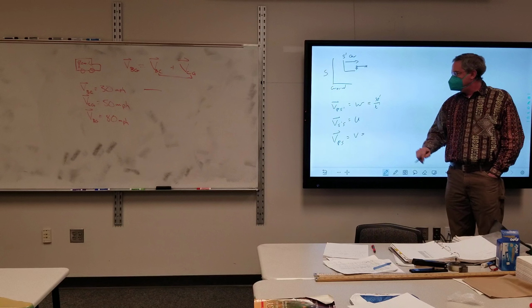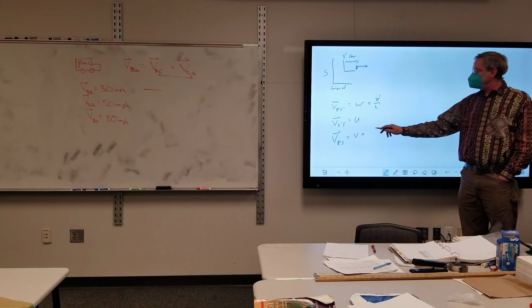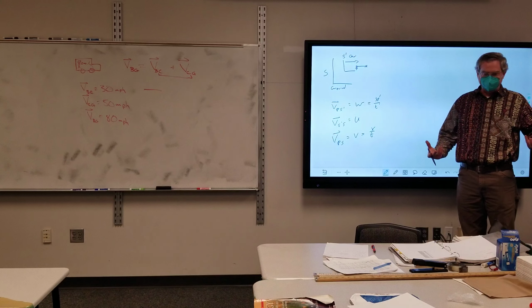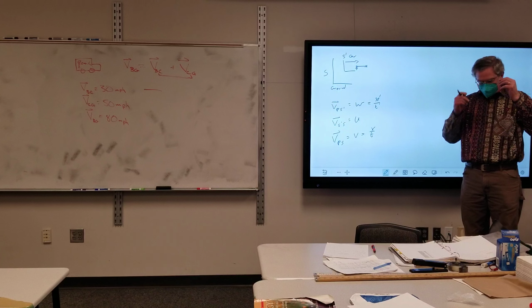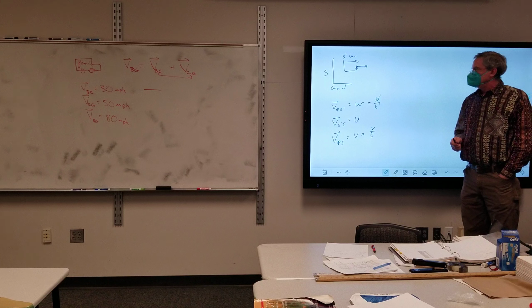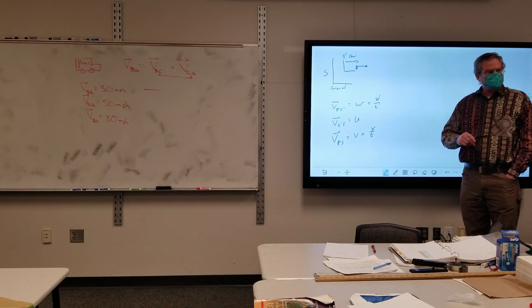V is going to be X divided by T. It's how far, from the S frame's point of view, it traveled divided by how much time. So the question is, what's the relationship between X prime and X and T prime and T?